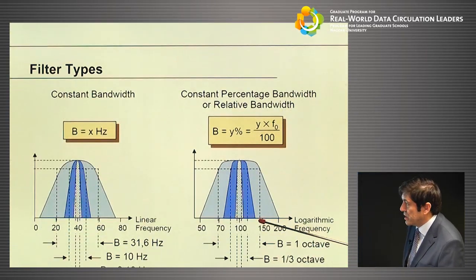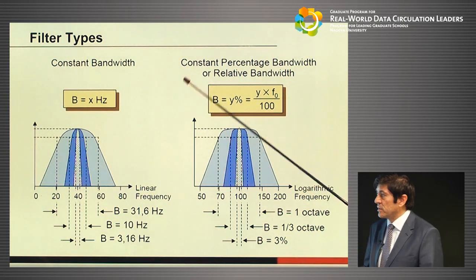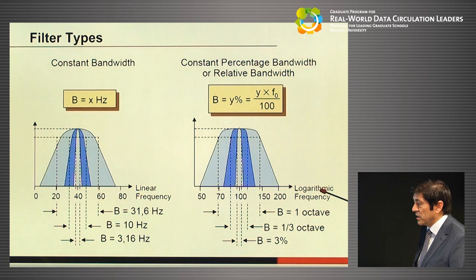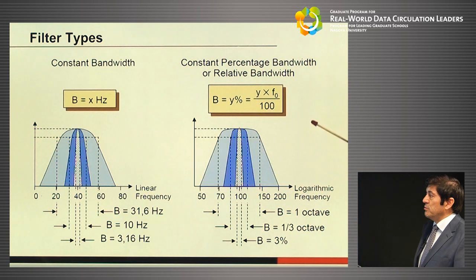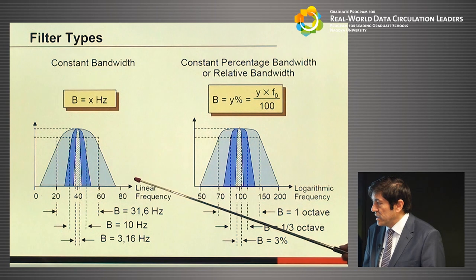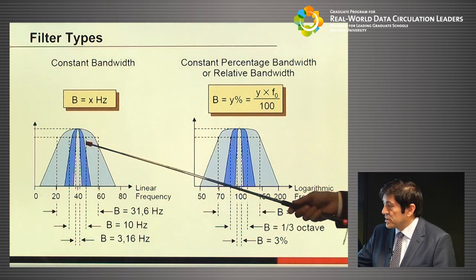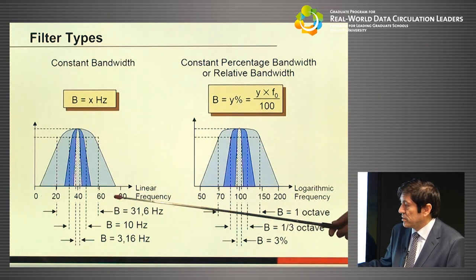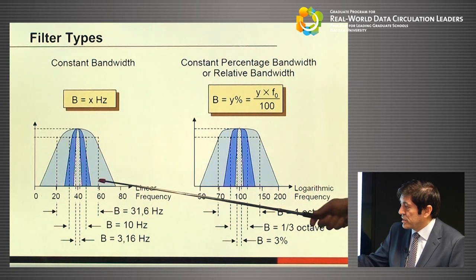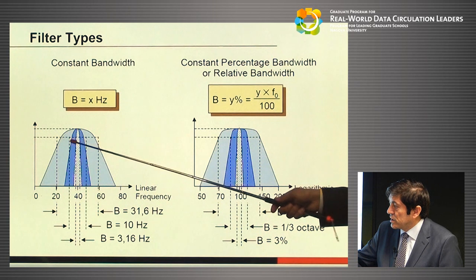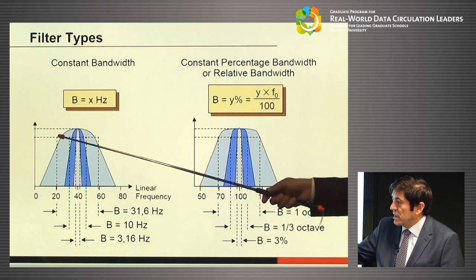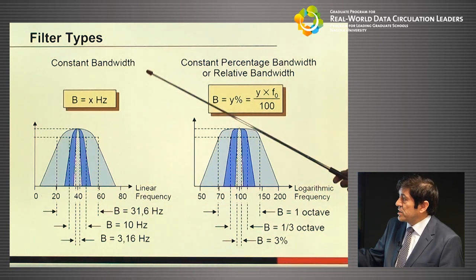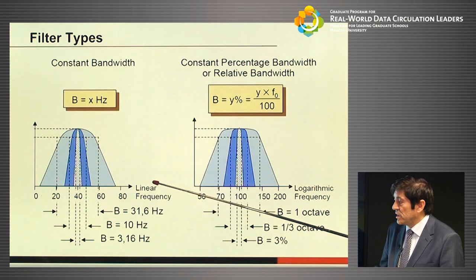The other case: we use filters that have bandwidth. But sometimes we use linear scale, and sometimes we use logarithmic scale. And depending on linear scale or logarithmic scale, we have different bandwidth definitions. For linear scale, for instance, for 3 decibel, that dashed line corresponds to minus 3 decibel, you have this band. And depending on bandwidth, for instance, 31.6 hertz or 10 hertz, 3.16 hertz, where these curves intersect the minus 3 decibel value gives us this bandwidth. That's called constant bandwidth and is used in linear scale.